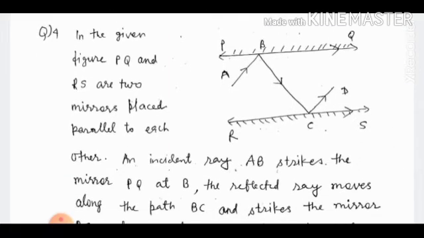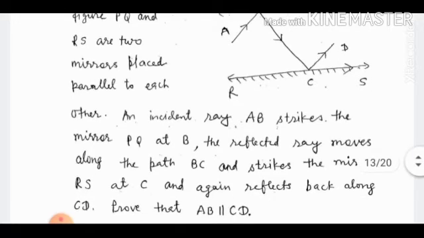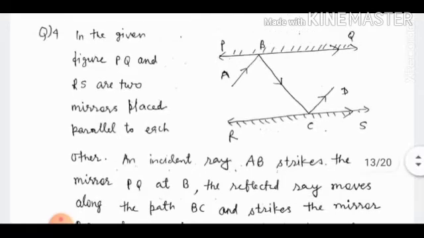In the given figure, PQ and RS are two mirrors placed parallel to each other. Mirror PQ is parallel to mirror RS. An incident ray AB strikes the mirror PQ at B. The reflected ray moves along the path BC and strikes the mirror RS at C and again reflects back along CD. Prove that AB is parallel to CD.